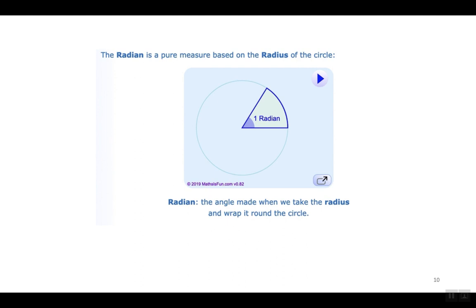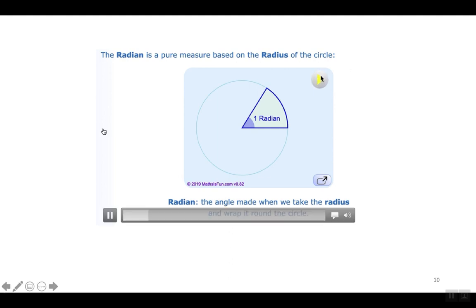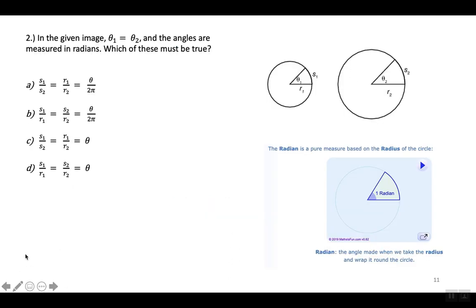With that in mind, let's look at this question, which says, okay, I know it looks complicated, but let me explain. And again, this is on the test. I'm putting it on the review because it's on the test. In the given image, theta 1 equals theta 2. Basically, that means that the measure of this angle equals the measure of this angle. Okay? The measures of the angles are equal. And the angles are measured in radians. This is important. The angles are measured in radians. So which of these must be true?